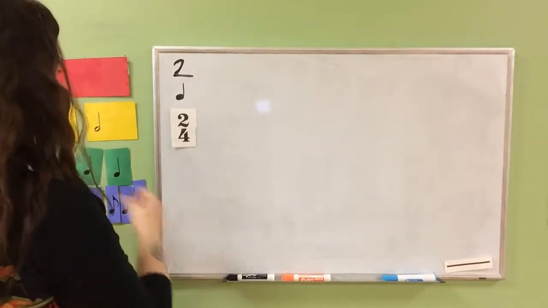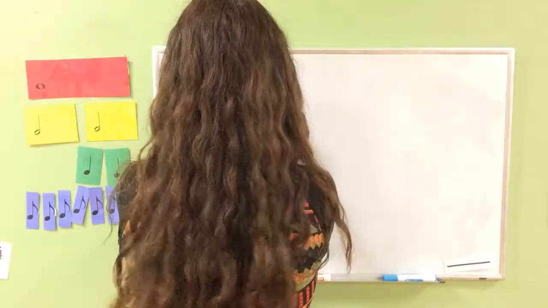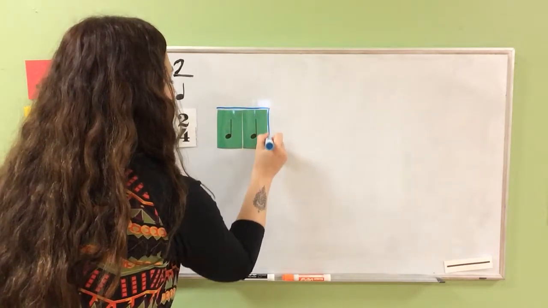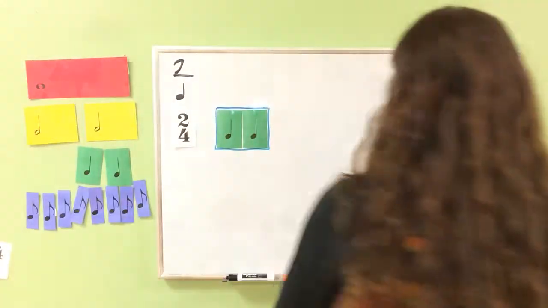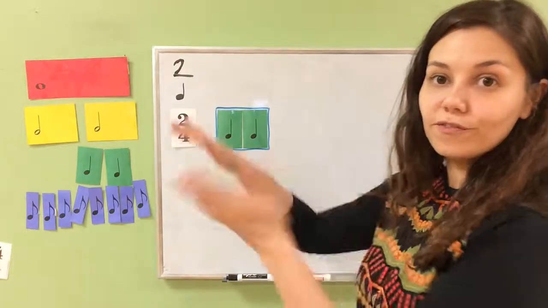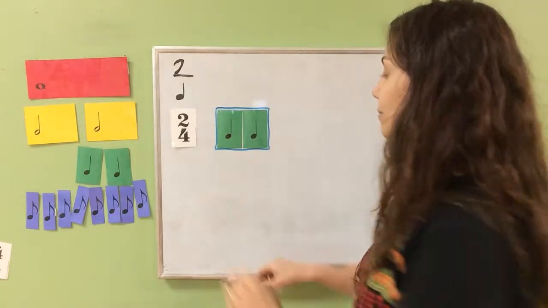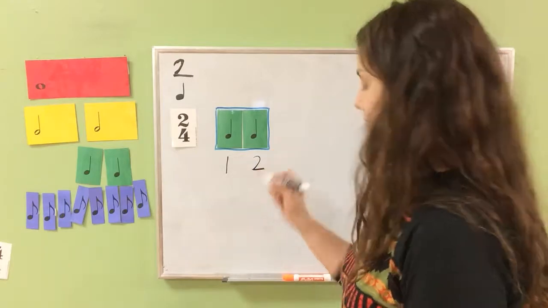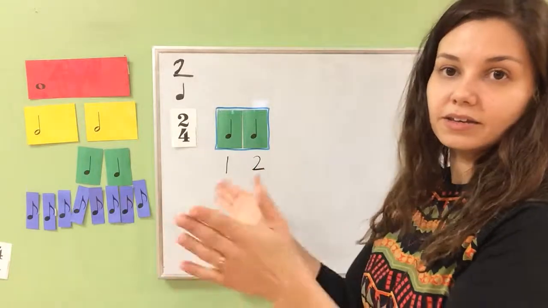So if I actually take 2 quarter notes like this, and I trace them, we can play around with understanding what the combinations are that can fit into one measure of 2/4 time. So I'm counting quarter notes. Here is the first quarter note, and here is the second quarter note. So this would sound like 1, 2.